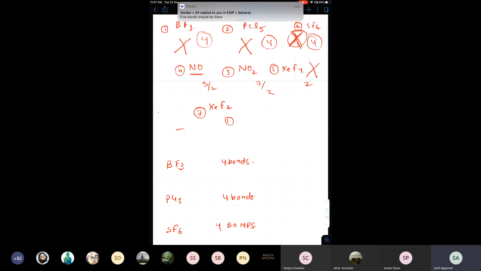Excuse me, sir. Can you explain me? I got disconnected. Why it is wrong? I have said we know that the valency of halogen is 1. So in BF3 there should be 3 bonds. In PCl5 there should be 5 bonds. In SF6 there should be 6 bonds. In XeF4 there should be 4 bonds. In XeF2 there should be 2 bonds. That's why everything is wrong. Okay, sir. Thank you, sir.